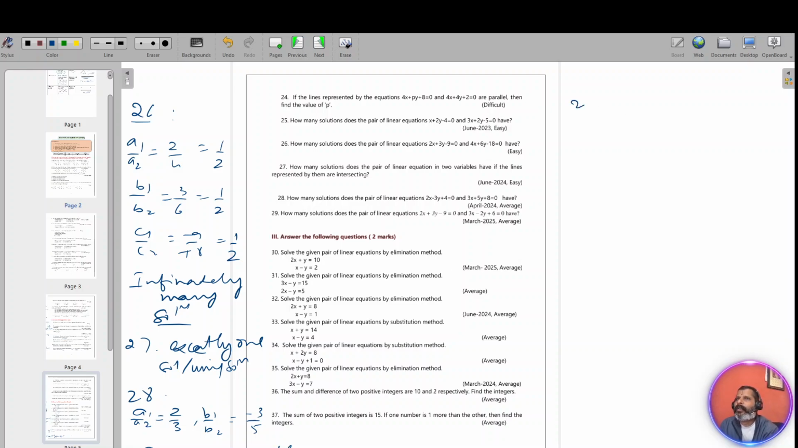29th. How many solutions again? So get A1 by A2, 2 by 3. B1 by B2, 3 by minus 3 by 2 because minus 2 will come. So I took in the numerator. Clearly we get A1 by A2 not equal to B1 by B2, right? When the first two ratios itself not equal, then they will have exactly one solution because they are intersecting lines. So you say exactly one solution.